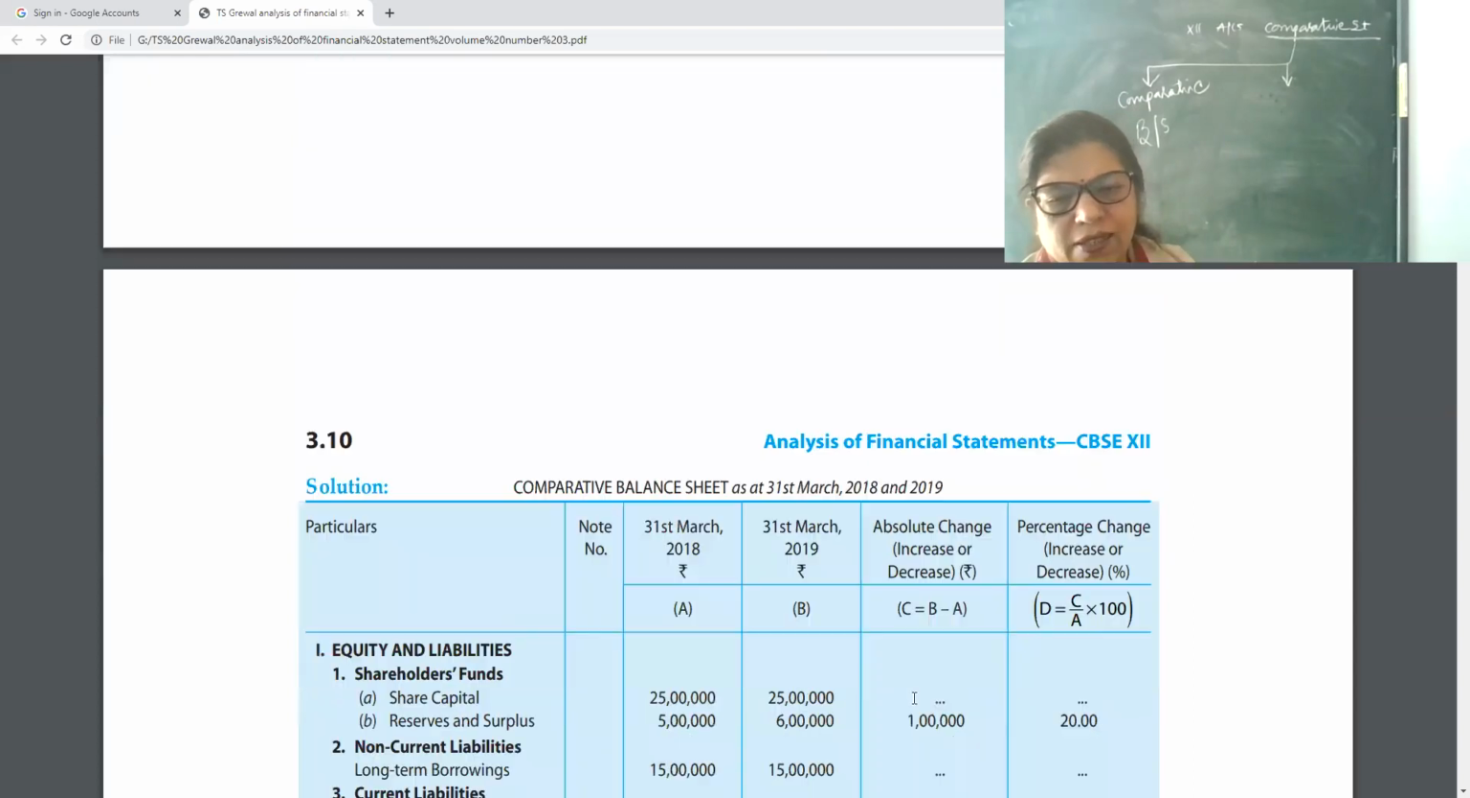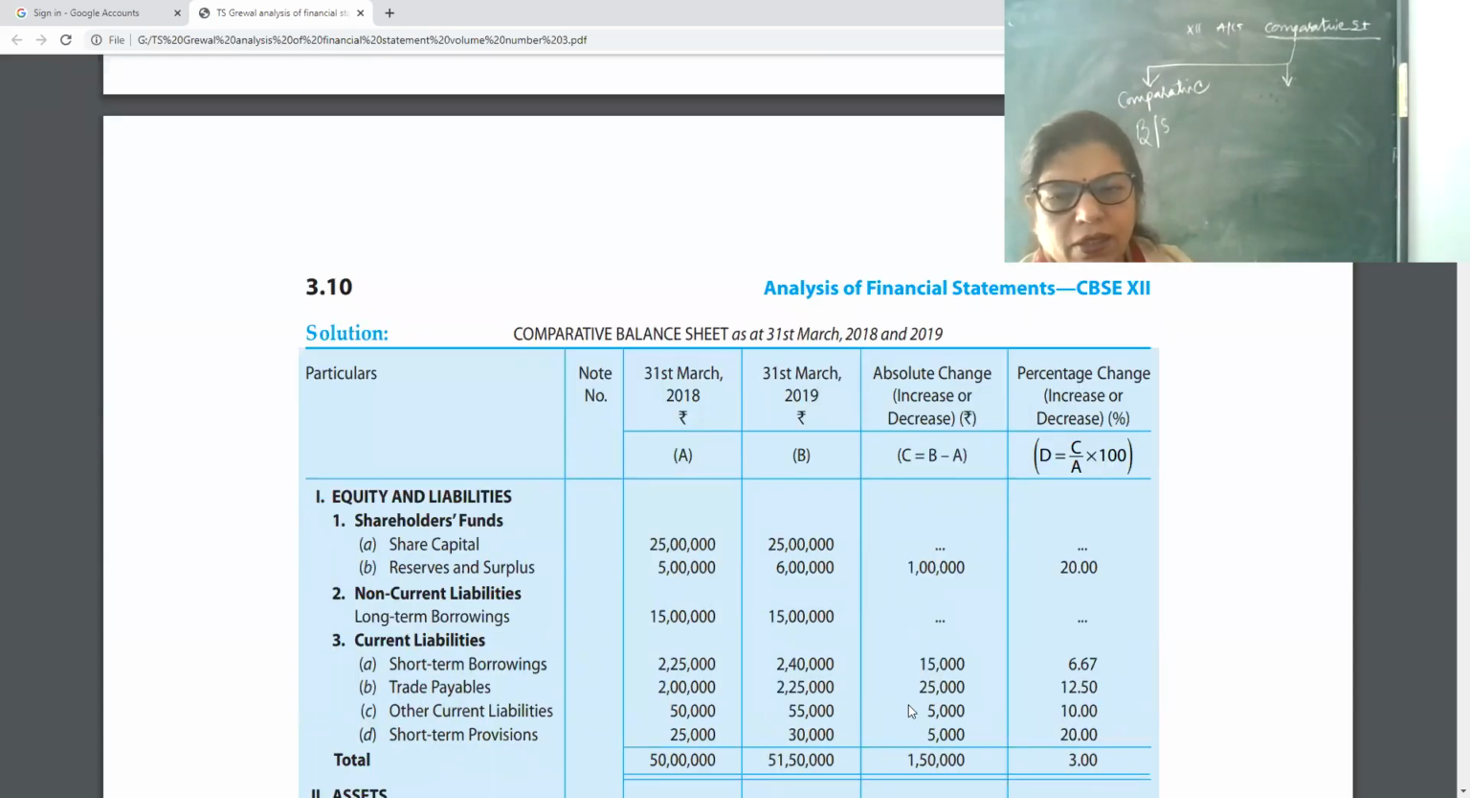Now see the answer. How to present this answer? Comparative balance sheet of the name of the company, and you can write this part in the second line below it because the font has changed, as at 31st March 18 and 19. Okay, look at the screen now.